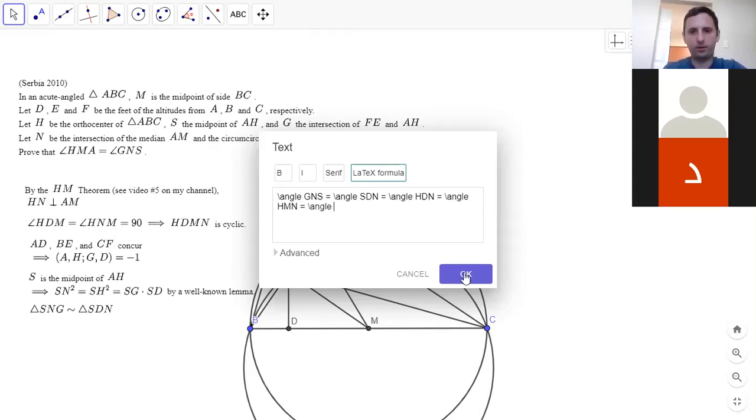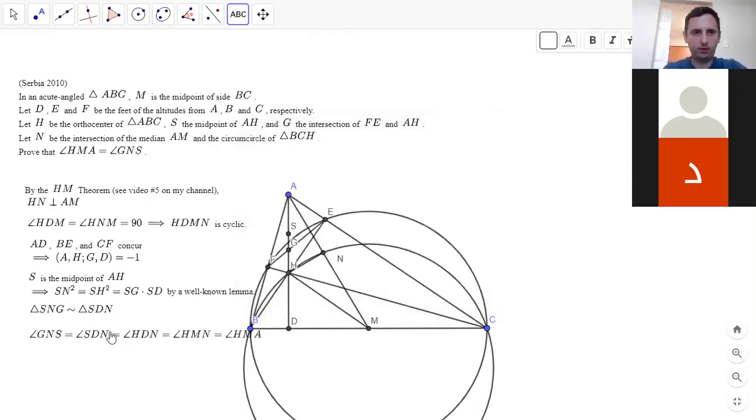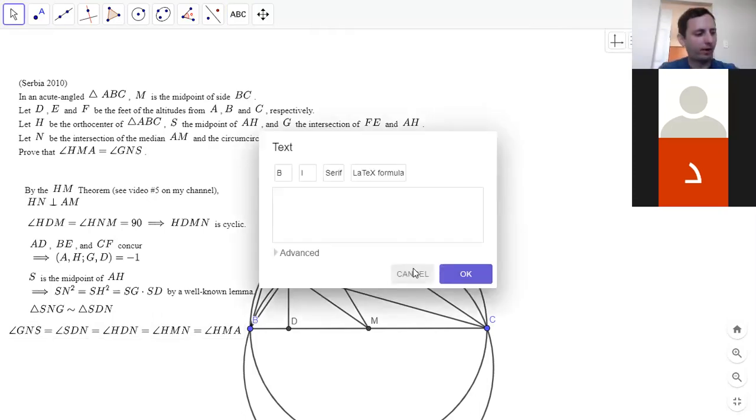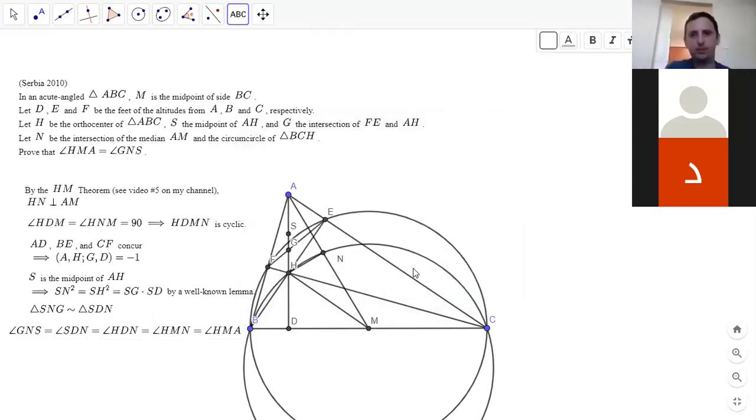HMA. All right. So GNS is SDN, is HDN, is HMN, it's HMA. Very nice. All right, let's see how much time we have. We still have 15 minutes, so we can go back to that problem that we didn't solve yet and see what we can do.